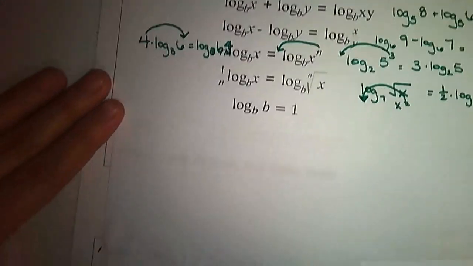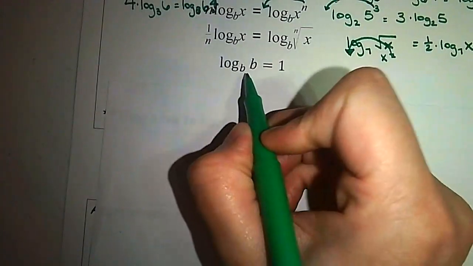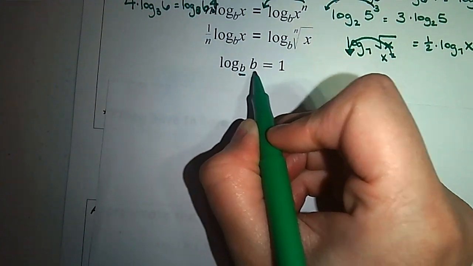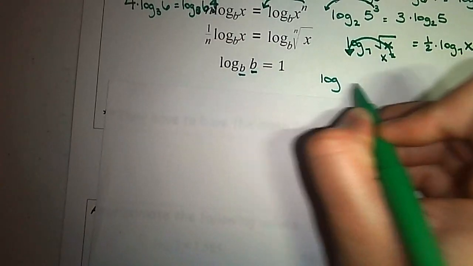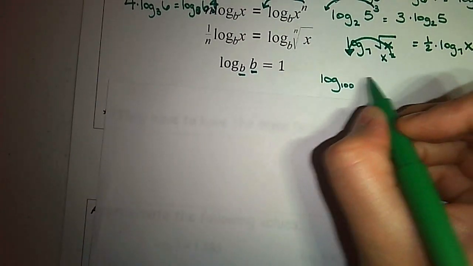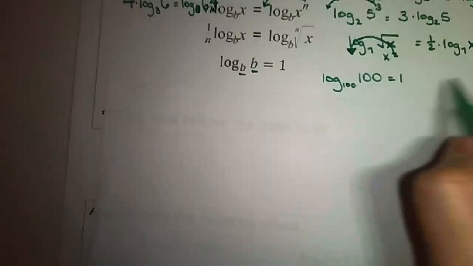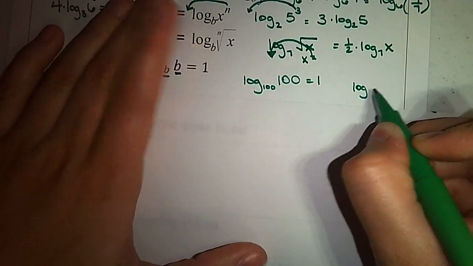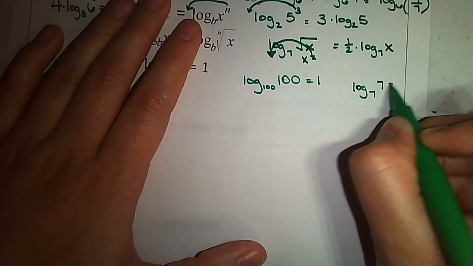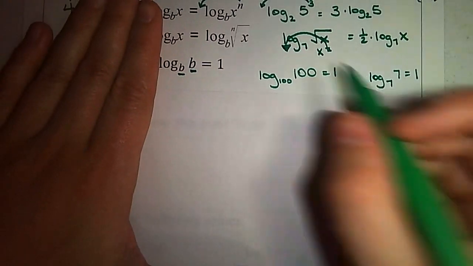My last one is log base b of b equals 1. Whenever your base and your argument are the same, that whole expression always equals 1. So for example, log base 100 of 100 equals 1. Log base 7 of 7 equals 1. And if you think about this, this actually makes a lot of sense.